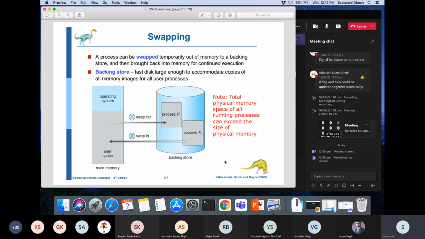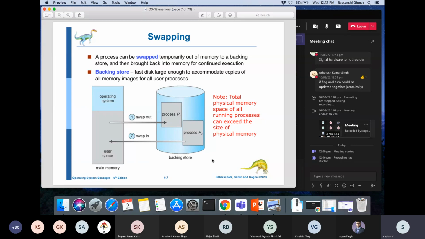And that is possible because some of the processes might be in this backing store. So just remember this, it will come back later. We will discuss these things in detail later. Okay, but for now, let us keep this aside. Let us not talk about this backing store and all. Let us focus on the main memory itself.